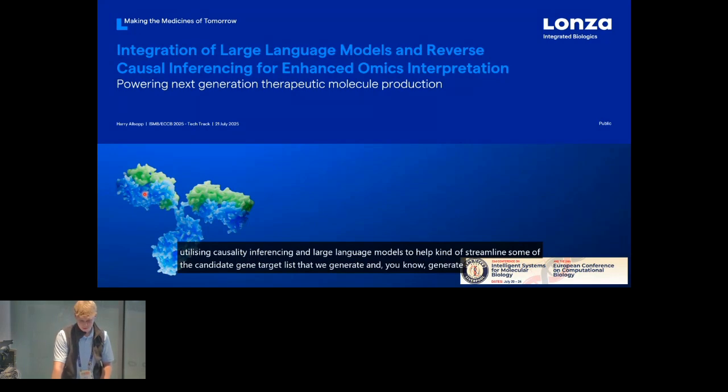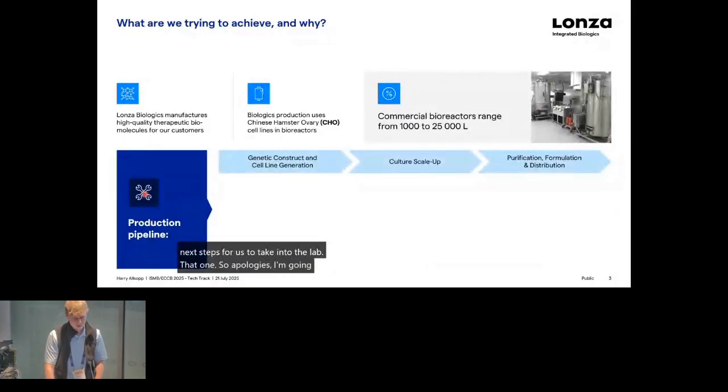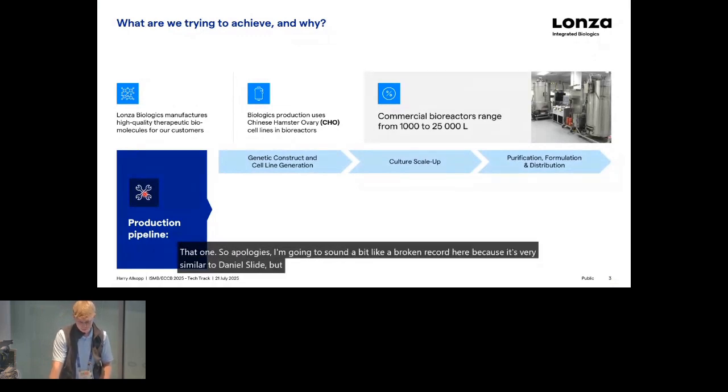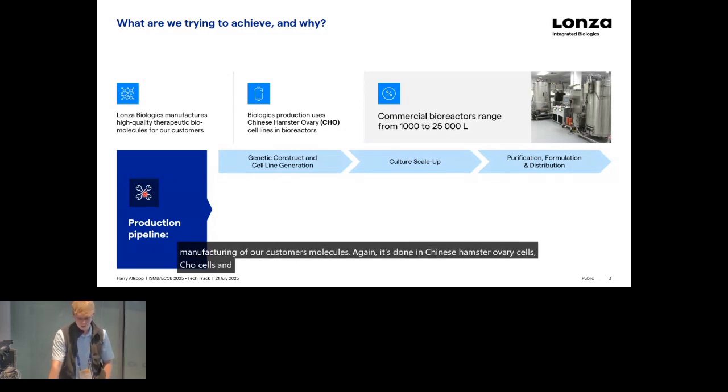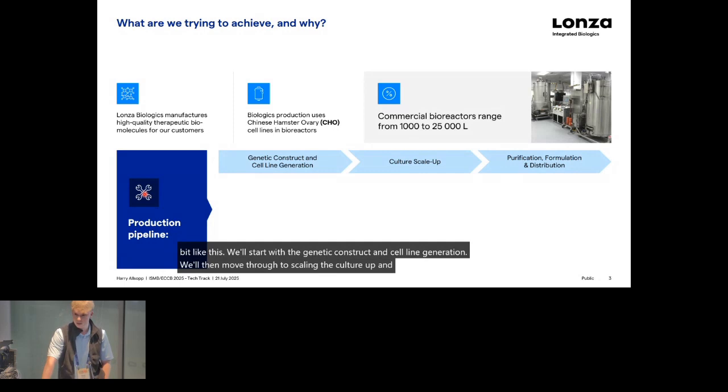Apologies, I'm going to sound a bit like a broken record here because it's very similar to Daniel's slide. But just a quick primer. At Lonza, we're concerned with the manufacturing of our customers' molecules. Again, it's done in Chinese hamster ovary cells, CHO cells, using large-scale bioreactors. The production pipeline looks a bit like this. We start with the genetic construct and cell line generation, then move through to scaling the culture up, and finally into purification, formulation, and distribution back to the patients.